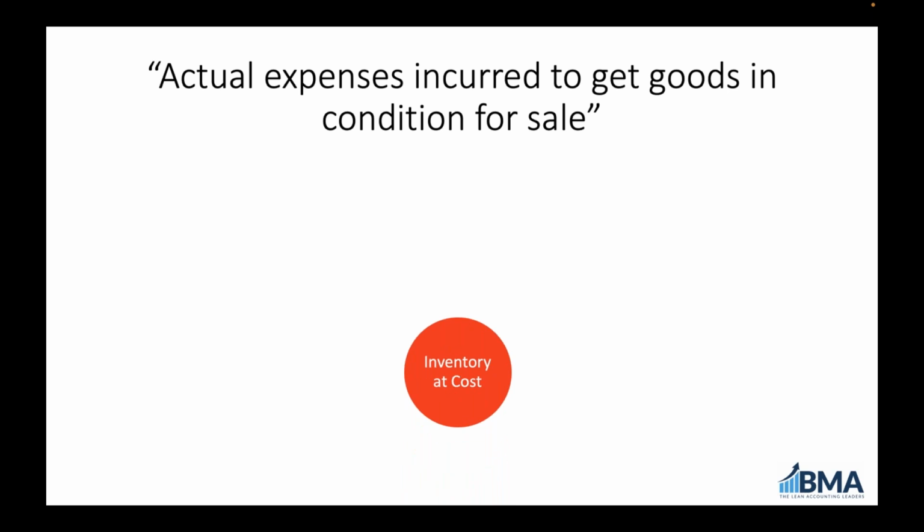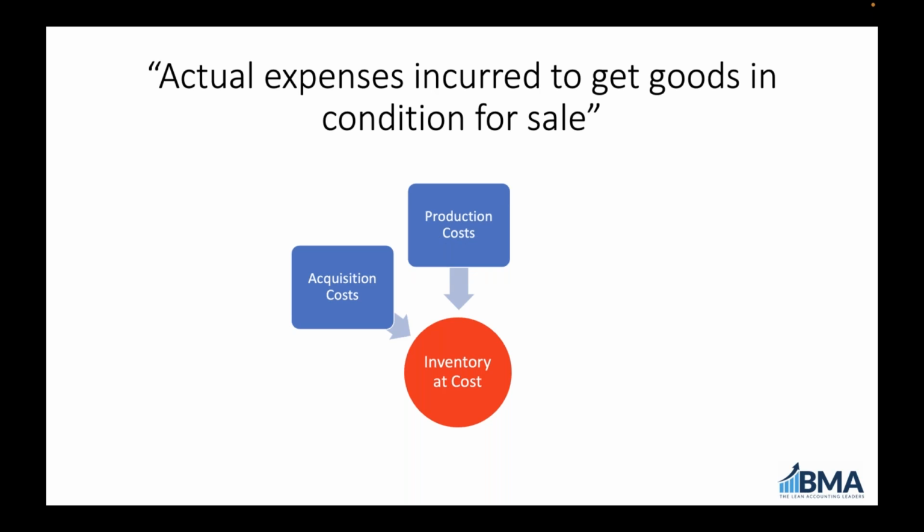So inventory needs to be valued at cost, and that is the same for every asset on your balance sheet. It needs to be at cost. So what are the costs? GAAP says the acquisition costs, which, think about that, is the material that you have to buy. There are the production costs associated with that product. And what GAAP says is that it involves many considerations. And the quote that you see at the top: what are the actual expenses incurred to get goods in condition for sale?